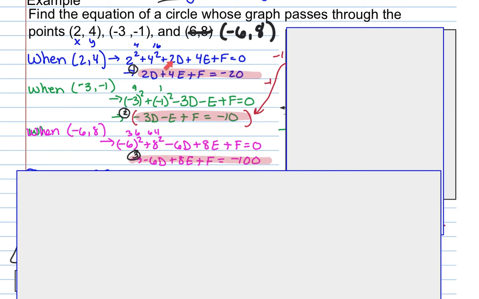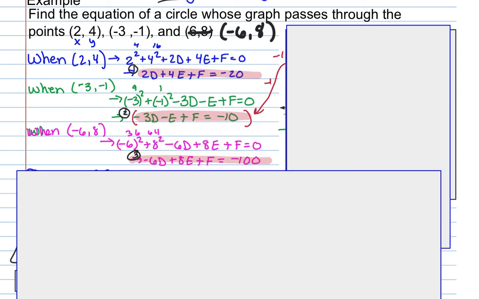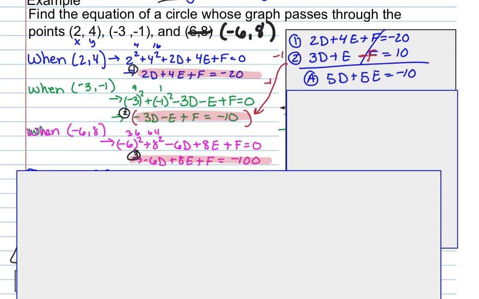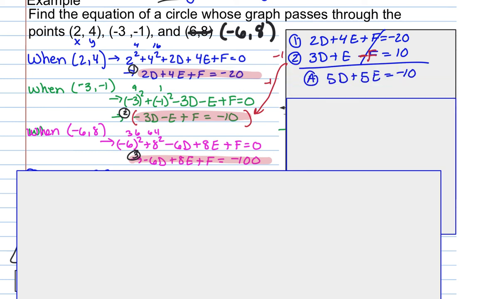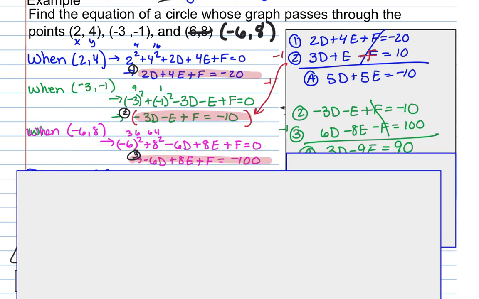So now we have a system of equations here. And now we can use those 3 equations to get rid of a variable. I'm going to use equation 1 and equation 2 first to get rid of f, so I don't have to multiply anything since they're opposites of each other. And I'm going to get equation A: 5d plus 5e equals negative 10. Then I'm going to use equations 2 and 3 and do the same thing. The f's are also going to cancel, and I'm going to get equation B: 3d minus 9e equals 90.